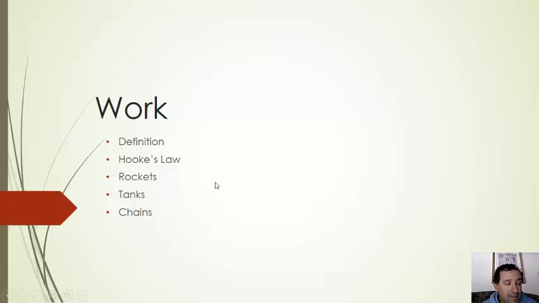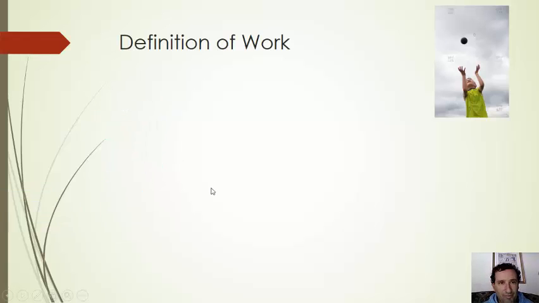And then we'll look at chains. So if we have something that is connected to a chain and we want to lift it up using that chain, how much work will it take? And then finally, we'll look at cars. In particular, we're going to be looking at pistons and see how much work is gained by making a piston happen or compressing a piston.